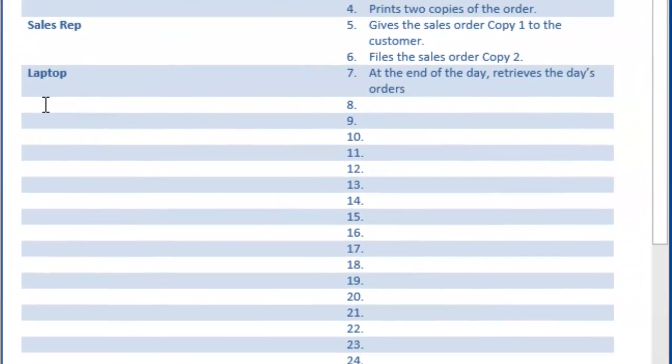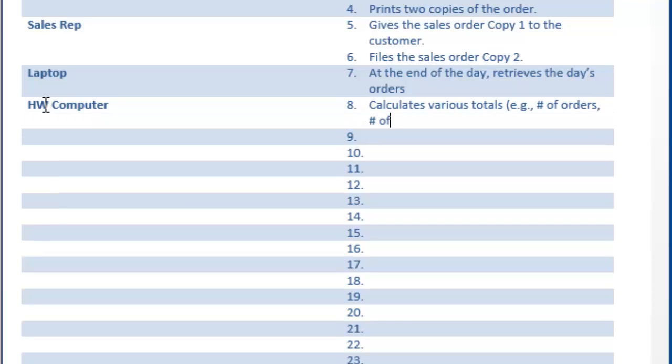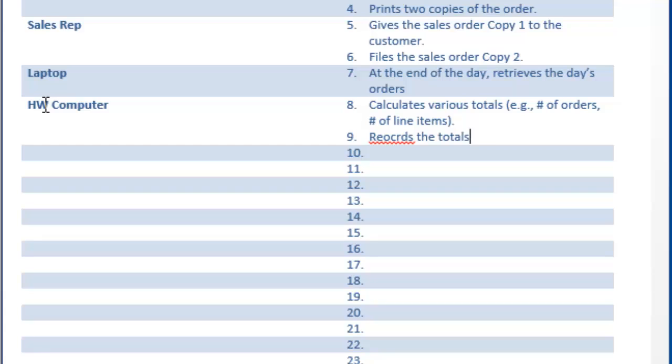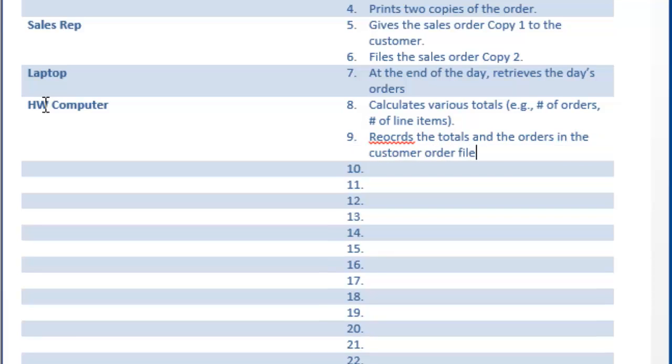So we're going to record this in our table. Let's say the headquarters computer calculates various totals. For example, we'll keep these details because it helps us later. The number of orders and the number of line items. And then it records the totals and the orders in the customer order file.